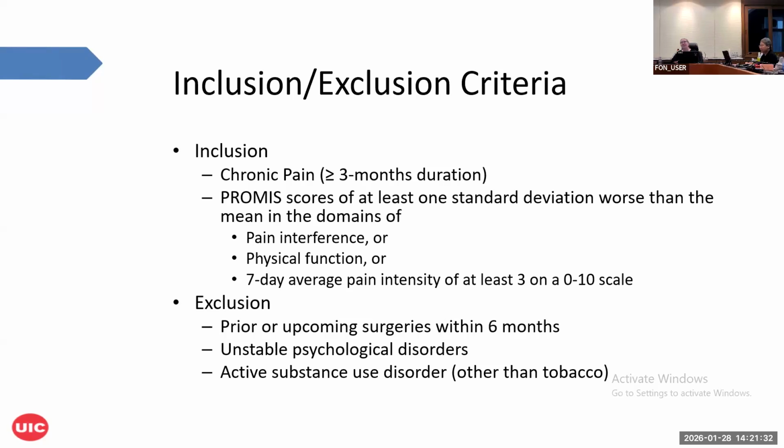Very simple. If they have chronic pain. Is it longer than 3 months in duration? That makes it chronic. And then also if they have pain interference or physical function or 7-day average pain intensity of 3 or more. So basically, if they have pain, that's it for the inclusion criteria. They have to have pain and it has to be chronic.